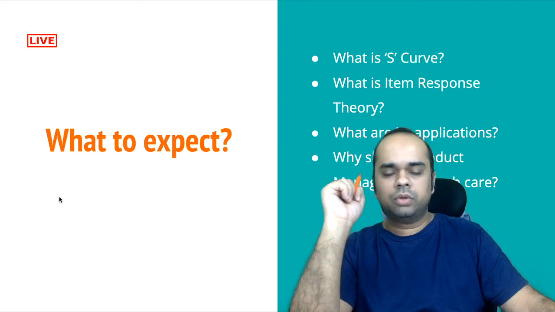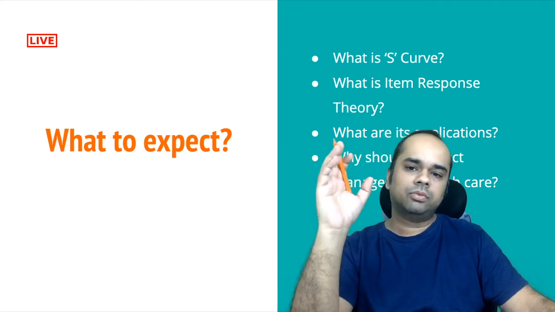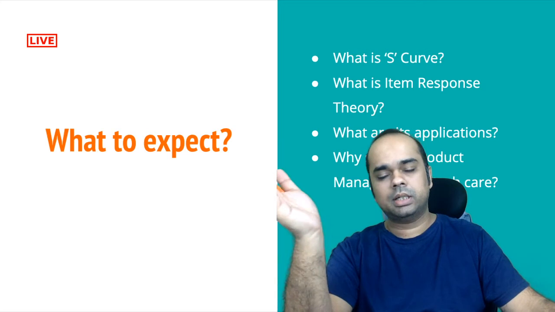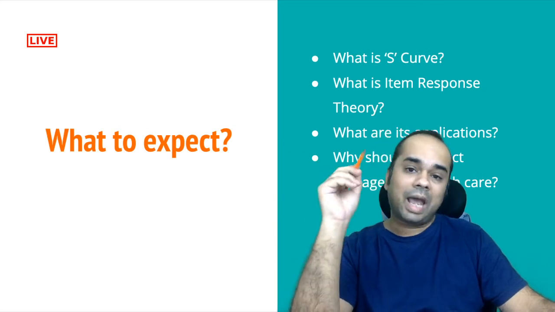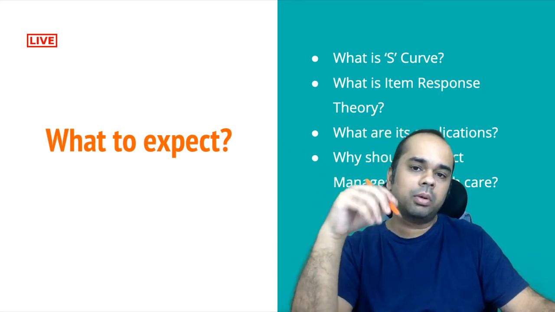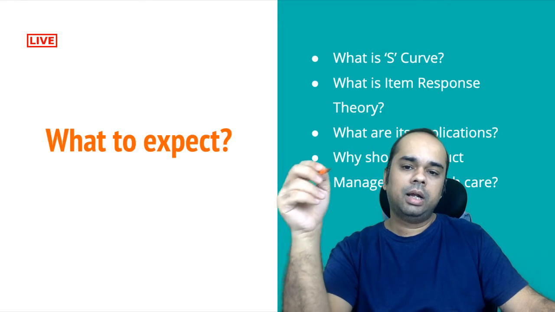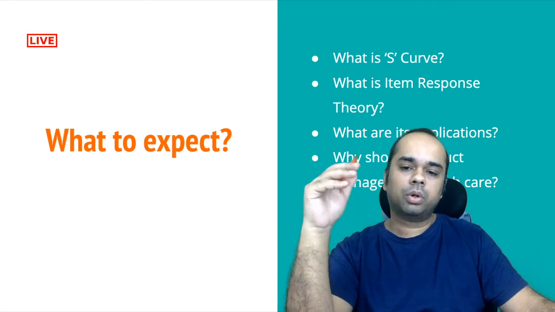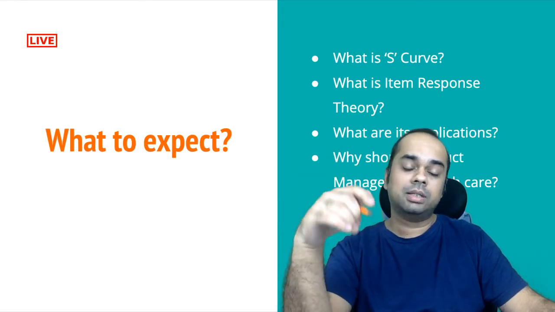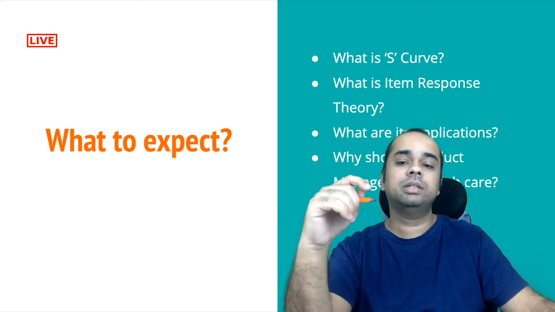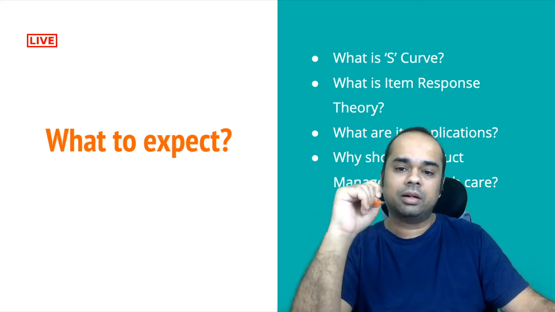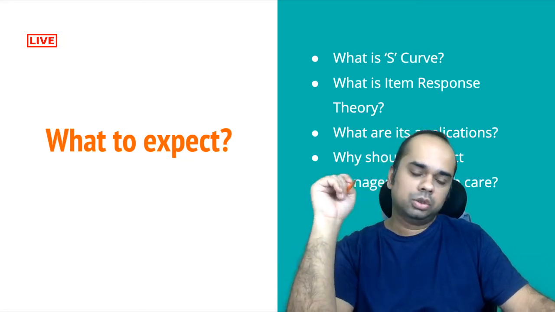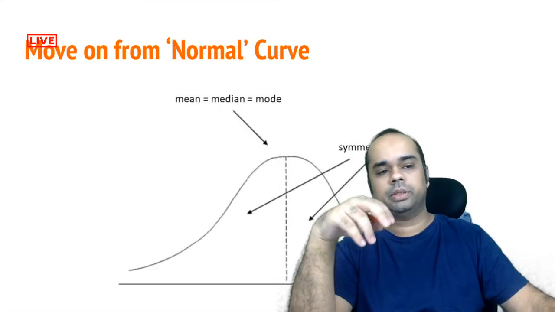Right. So what we're going to look at is: what is this S curve? What is item response theory, just to understand it at a very high level? What are the applications, where do we come across some of these things? And why should you, as a product manager, an instructional designer, or a learning outcomes engineer, even care about this? So let's quickly jump into it.